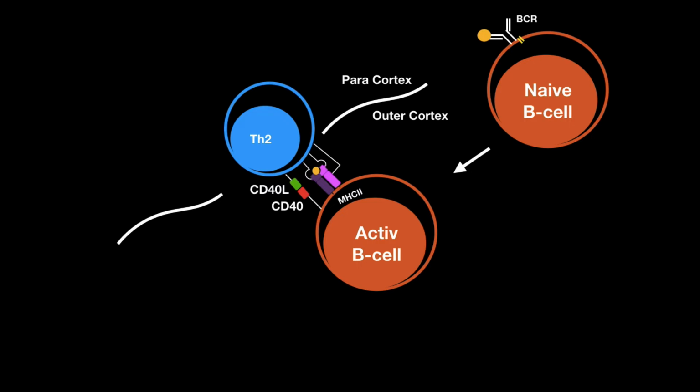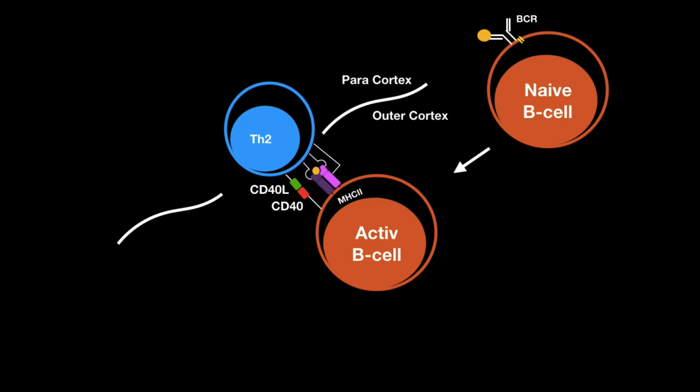This is the second activation signal for the B cell. The first being when the B cell actually binds to the pollen. So when the B cell binds to the pollen, that's the first activation signal. When the CD40 binds to CD40 ligand, that's the second activation signal. The third activation signal for the B cell to start proliferating is receiving interleukins from the T helper cells.